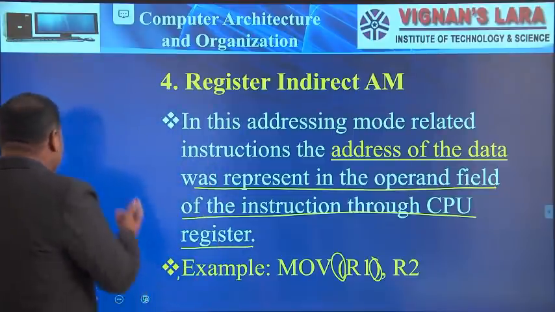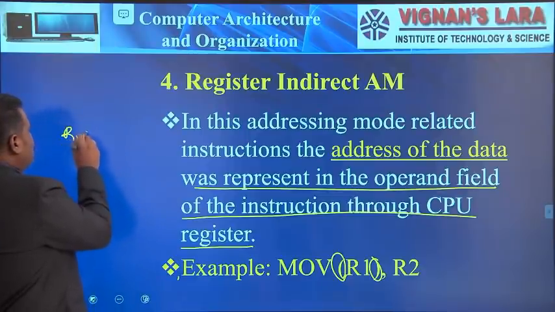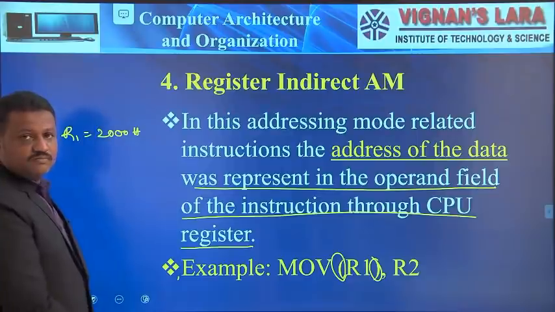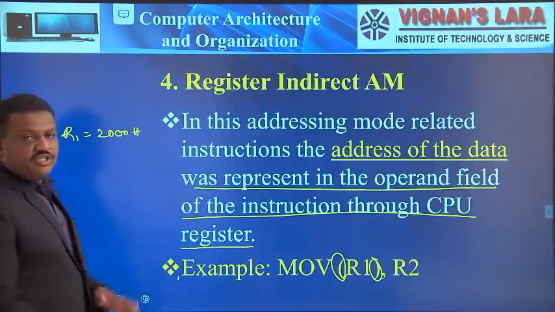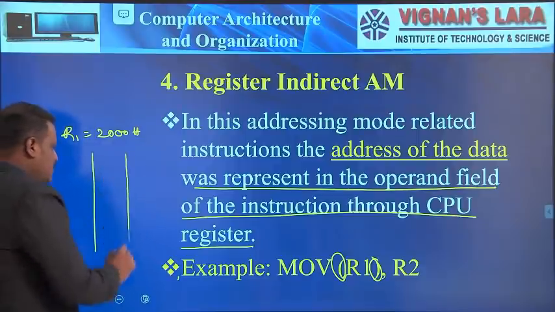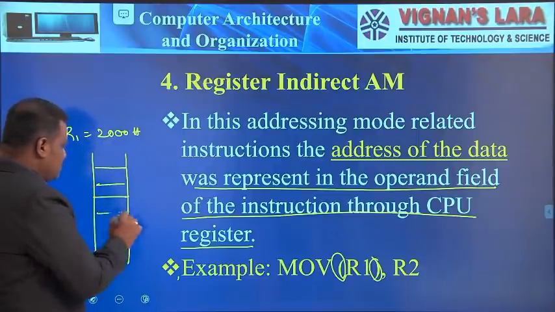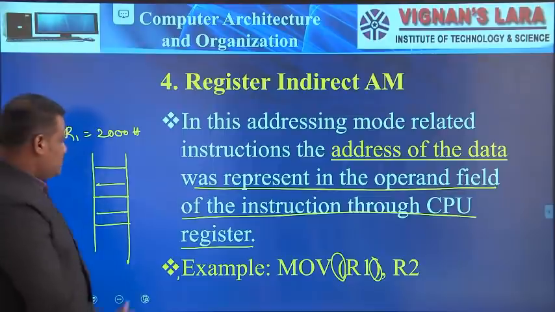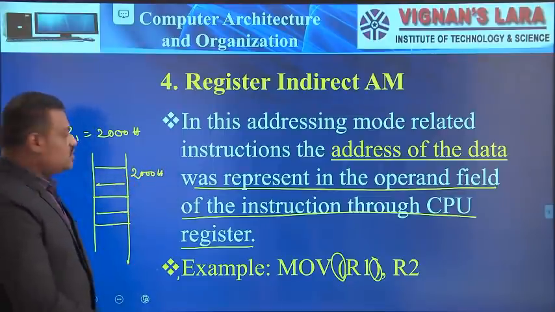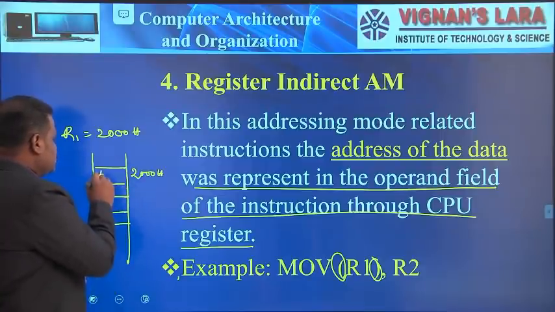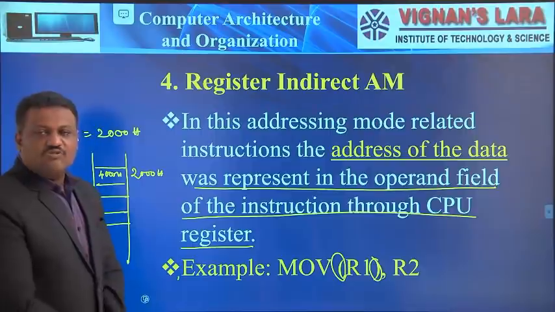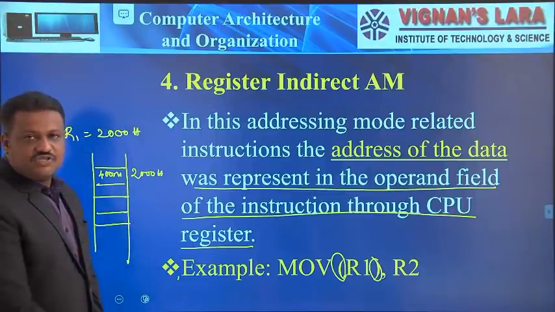If I take an example, this register R1 has a value, say 2000H. Yes, we can assume. This 2000H is not data. It is an address. So, for example, this is our memory, and this is the address 2000H. This 2000H contains a value, say 4000H. Now, your data is this 4000H.